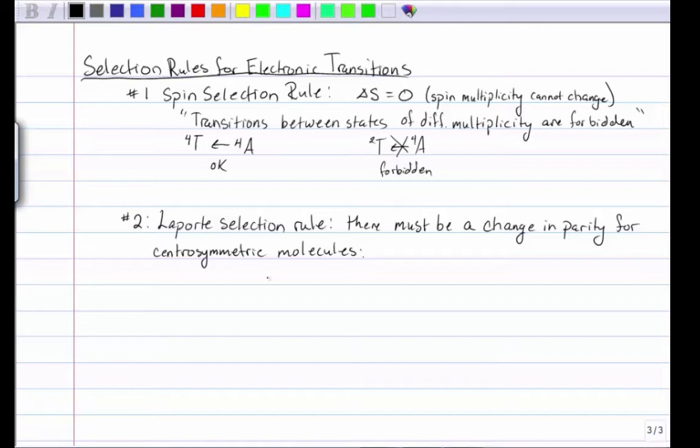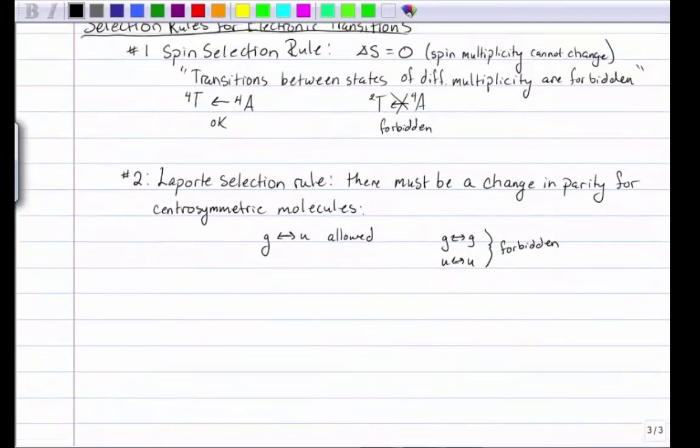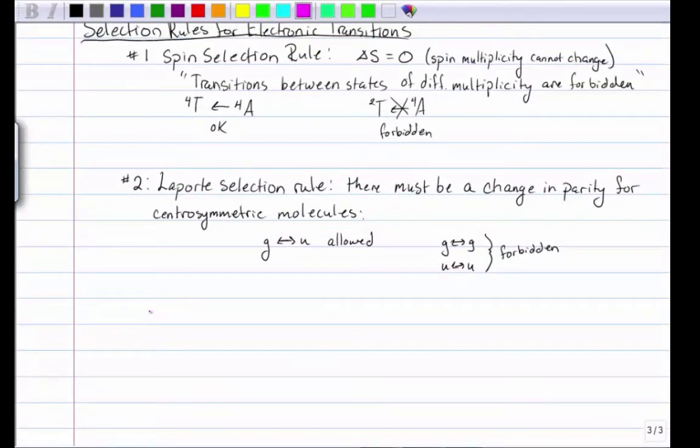So things like G to U or U to G, so you can have transitions going from G to U or U to G. These are allowed, but G to G, U to U are not allowed, or they're forbidden. So those are the 2 selection rules that you need to know. Forbidden does not mean it doesn't ever happen. So this is kind of like the Pirates Code again. It's more like guidelines than actual rules. Forbidden means that it happens less often.